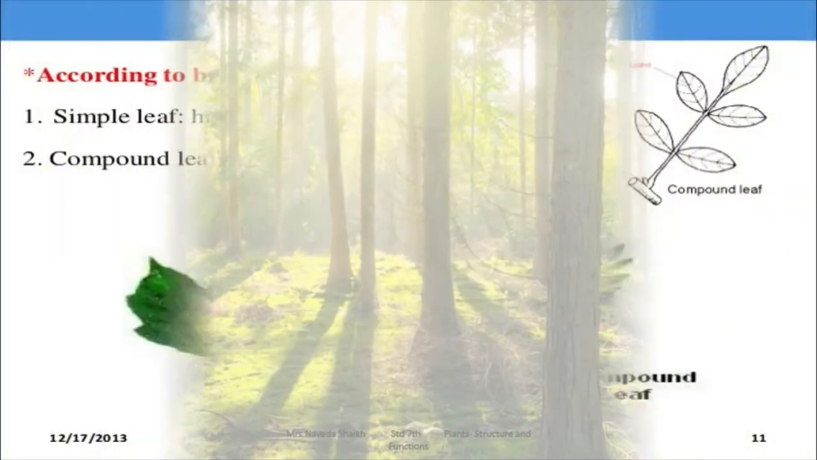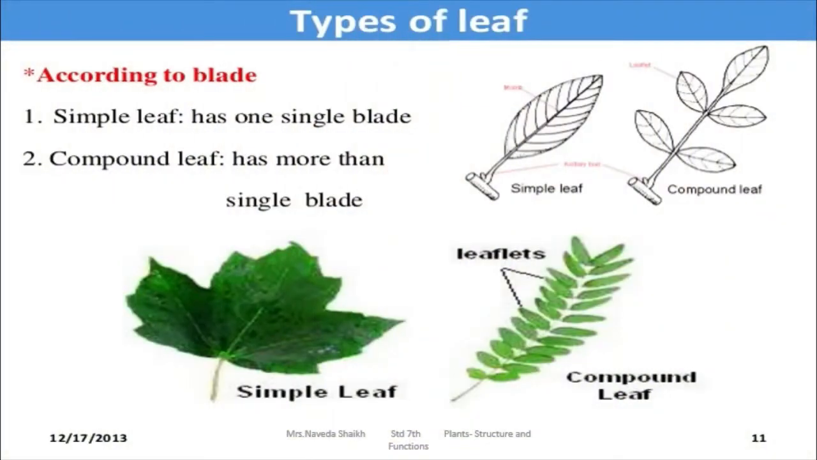So there are different types of leaves according to their leaf blade. You have seen how the leaf blade is. Different plants have different types of leaf blades. Some have many small leaves on them. Some are made up of only one single leaf. The one which has one single leaf is called a simple leaf, and the ones which have more than a single blade are called compound leaves.